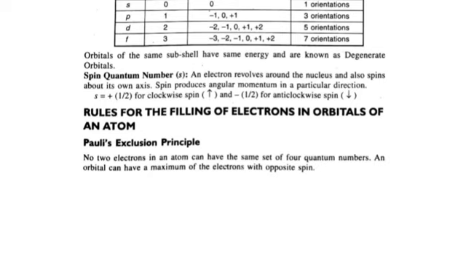Rules for the filling of electrons in the orbitals of an atom. Pauli exclusion principle: no two electrons in an atom can have the same set of 4 quantum numbers, as an orbital can have a maximum of 2 electrons with opposite spin.